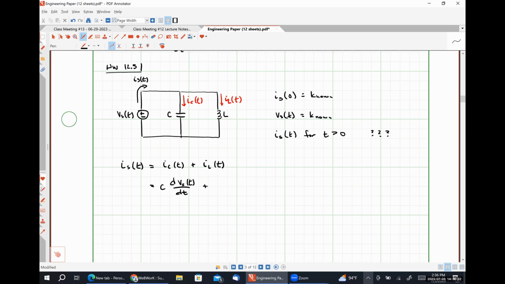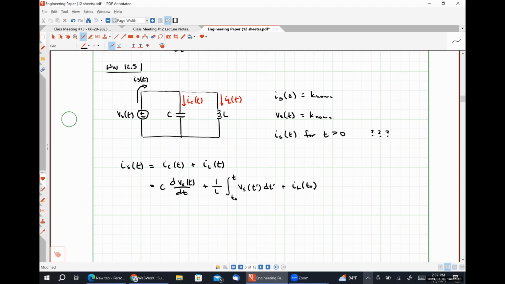IL is going to be 1 over L times the integral from T naught to T of Vs of T prime dt prime, plus IL at some point in time T naught.